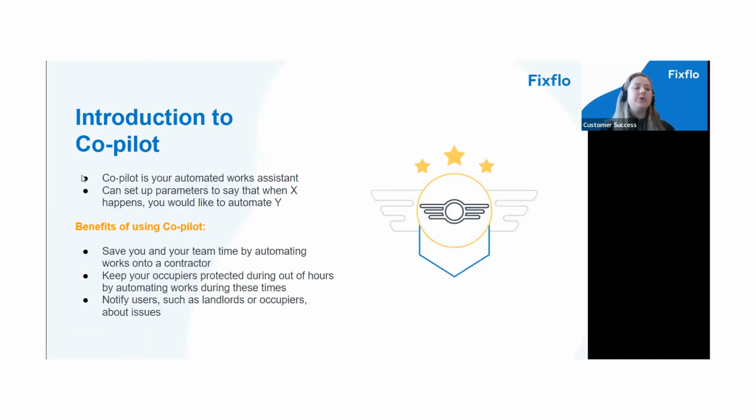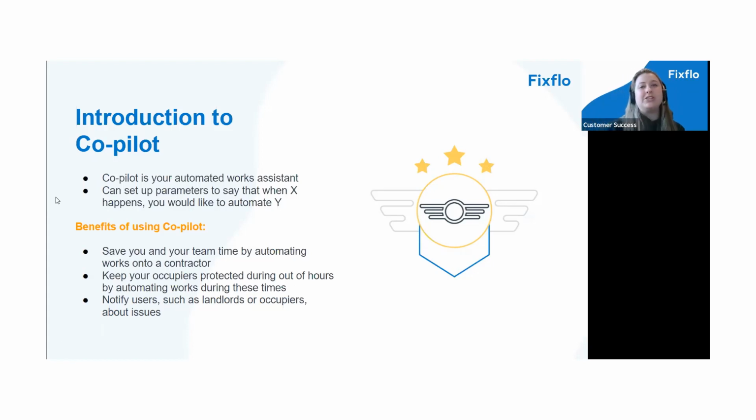Okay, so let's start with a quick introduction to Copilot. Copilot is an automated works assistant, and it can help you set up parameters to basically say, when X happens, you would like Y to automate. So it's an automated works assistant, as I said before.